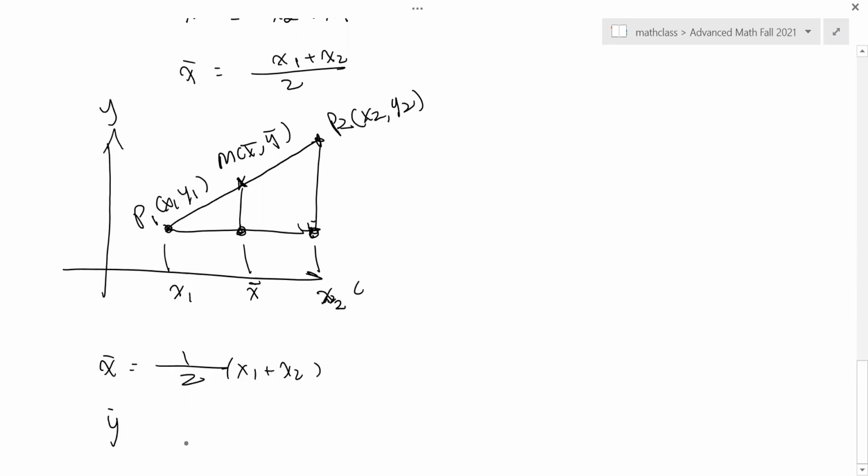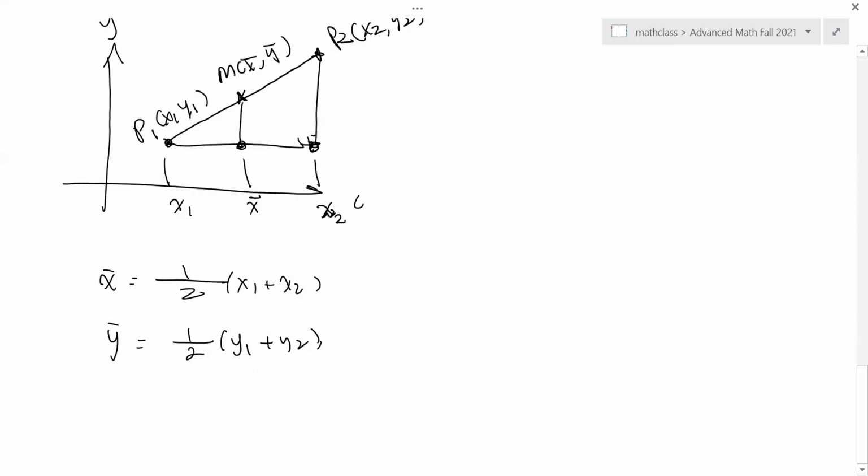Do not just memorize those formulas. You should know how we get those formulas. And that's the two-dimensional case. So now you have found the middle point. That's it. This is the middle point formula.